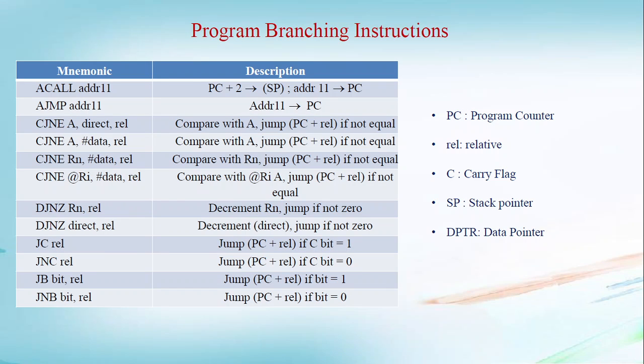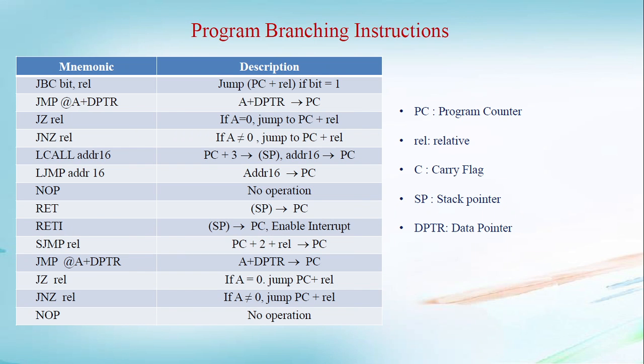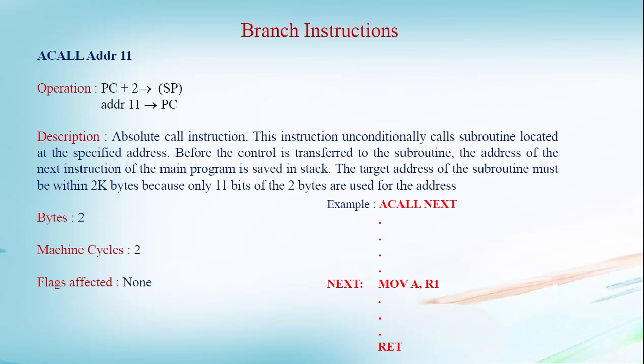This is a summary of program branching instructions depending on the addressing modes of 8051. Here the mnemonic and its description are given. In the description, PC indicates program counter, SP indicates stack pointer, REL indicates relative, C means carry flag bit, DPTR means data pointer, and A means accumulator. Now let us see all these instructions in detail.